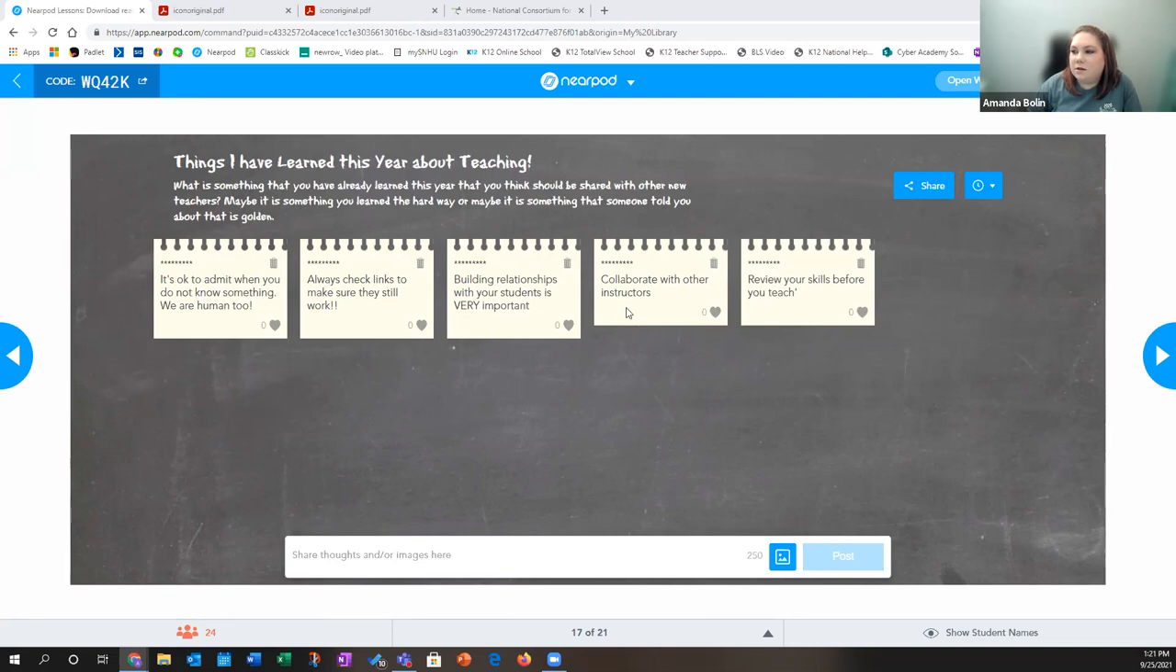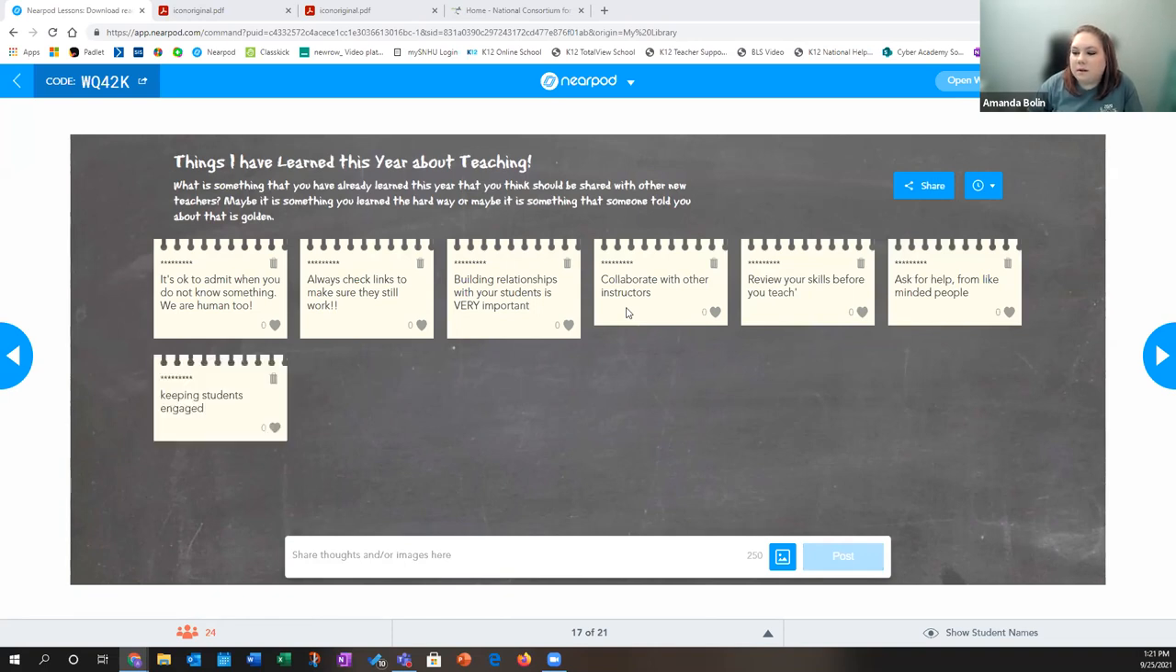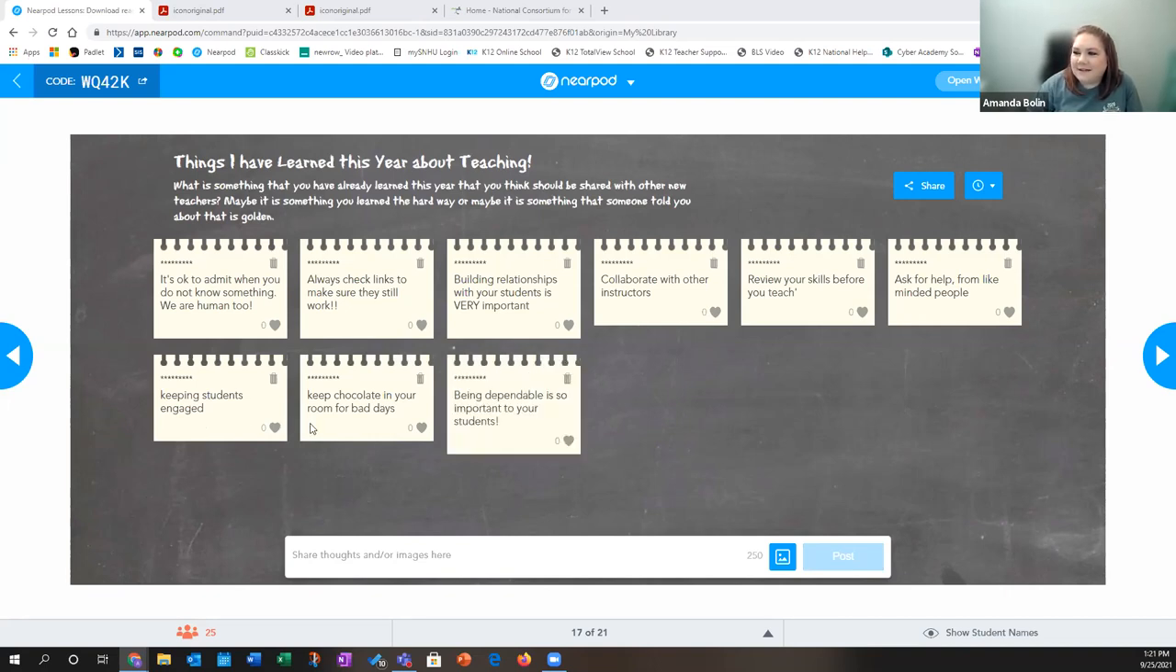Review skills before you teach, collaborate with other instructors, ask for help from like-minded people. Yes, keep students engaged. I'm sure this will be touched on, but if your students are engaged, then a lot of those classroom management issues will go away. Keep chocolate in your room for bad days. That's perfect. Being dependable is so important, yes.